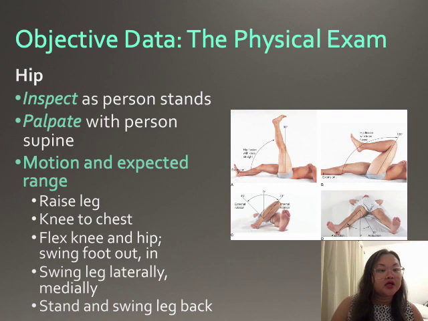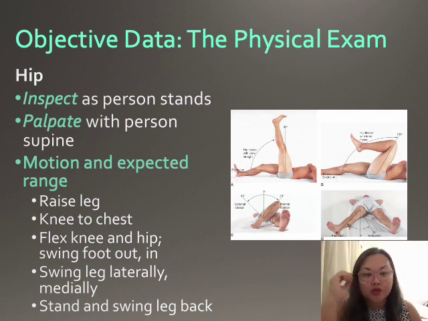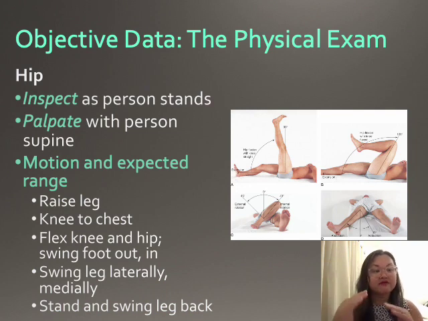At the hip, you can inspect the hips when the person's standing, but you can also inspect the hips when the person's supine. So inspect and palpate both times and both positions, and you're looking for range of motion, and you will have them raise their leg, see if they can get their knee to their chest, and then I'll take that flexed knee and move it over the hip and then swing it laterally and medially, and then if they're standing, I have them swing it side to side, and this will tell me about their hip mobility.